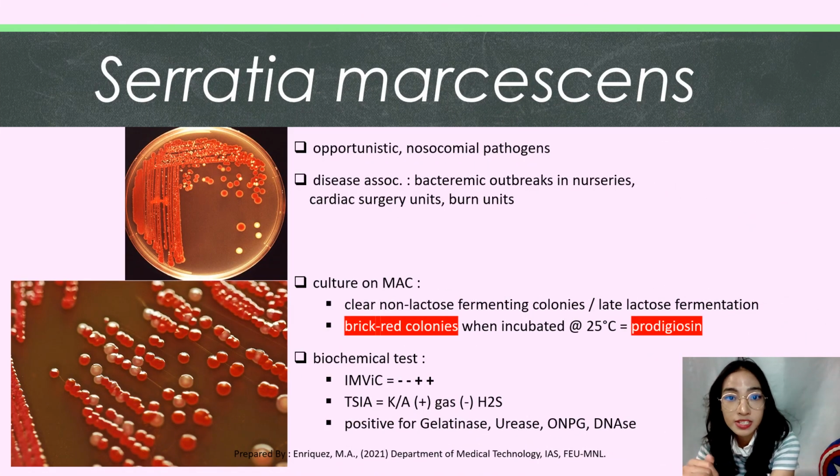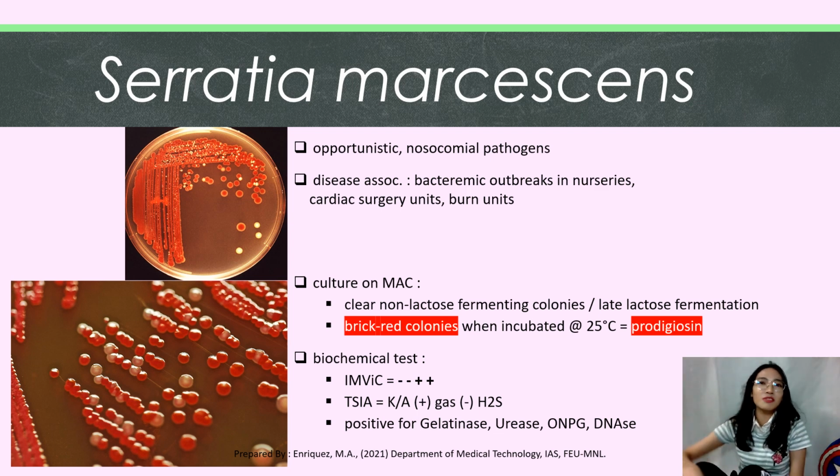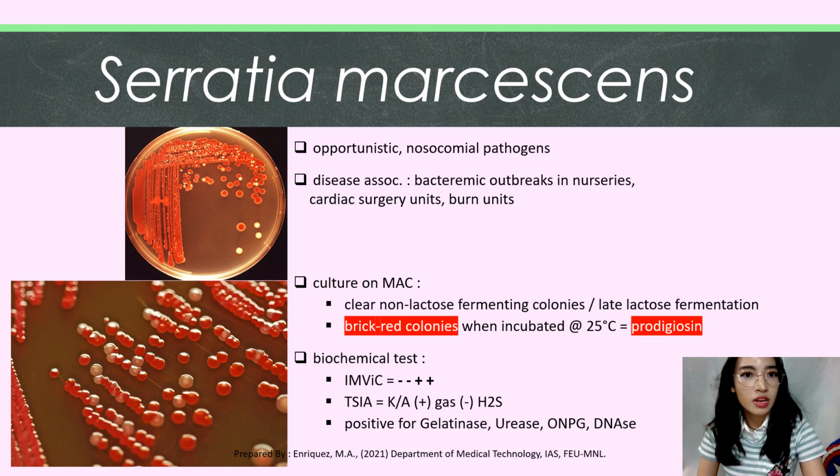Next is Serratia marcescens. This is an opportunistic nosocomial pathogen that has been associated with bacteremia in nurseries, cardiac surgery units, and burn victim units. So just almost anywhere in the hospital, really. Some strains of Serratia marcescens are late lactose fermenters.